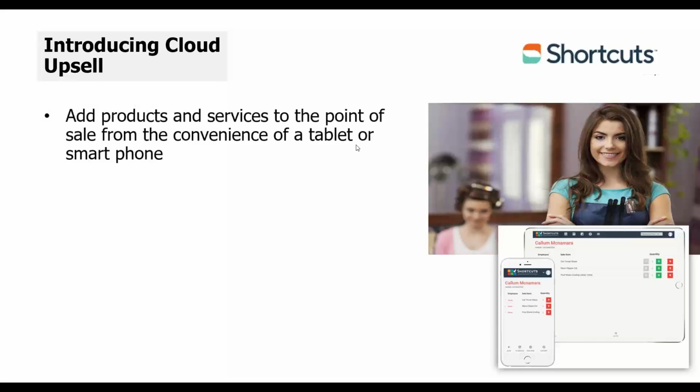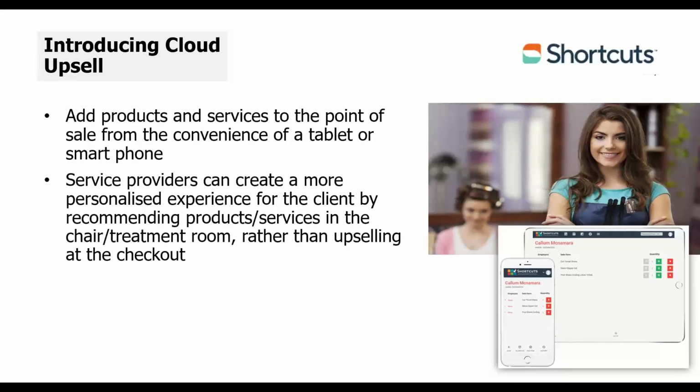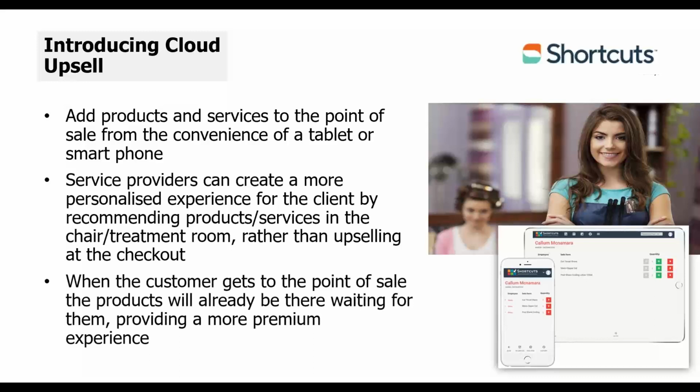So then from that, introducing the cloud upsell. So you can add products and services to the point of sale from the convenience of a tablet or a smartphone. So then all you need to do is open up your cloud appointment book and literally just add those products on. As we said, we don't need to be doing it at the reception desk. They're already thinking about going back to work, going home, whatever it may be. So we can do that in a styling seat or in a treatment room.